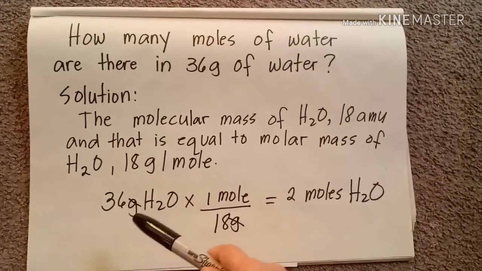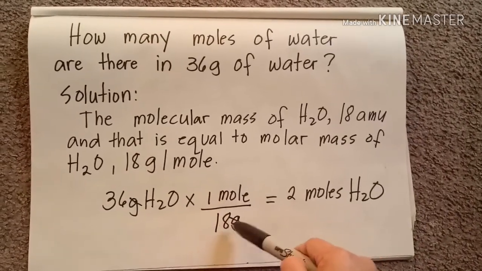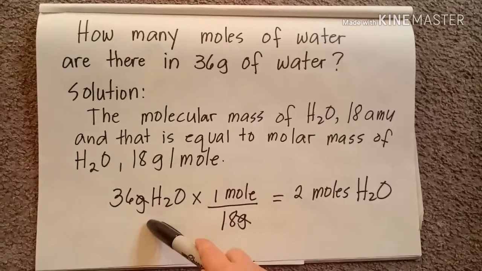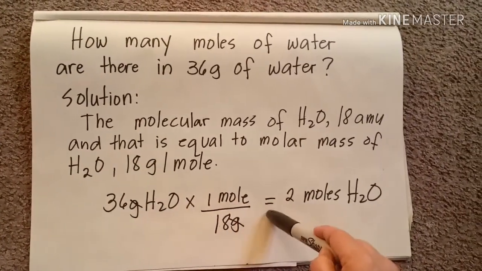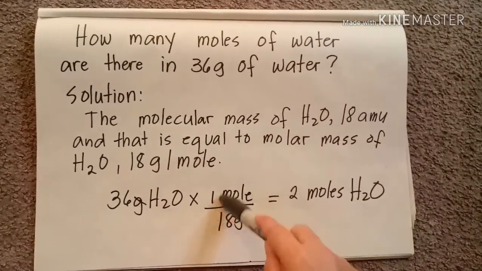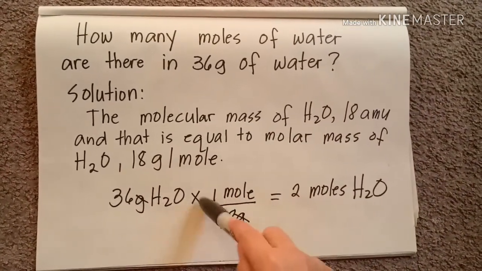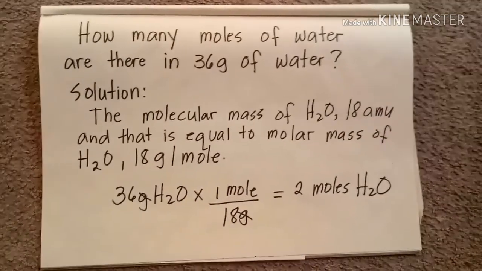So if we have 36 grams of water times the molar mass, we'll get the reciprocal, so we can cancel grams here and grams here. Times 1 mole over 18 grams equals 2 moles of water. So we cancel grams, that's why the remaining unit is mole. 36 times 1 divided by 18 equals 2.